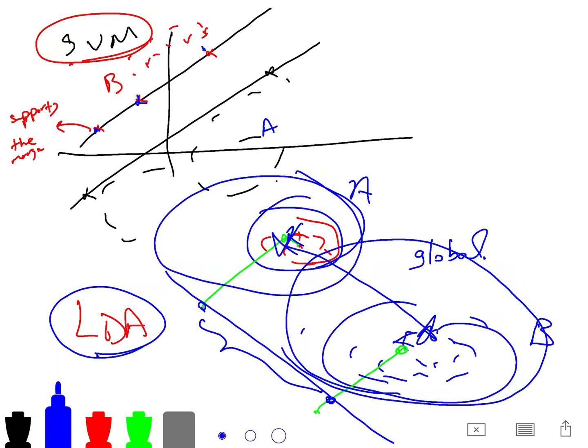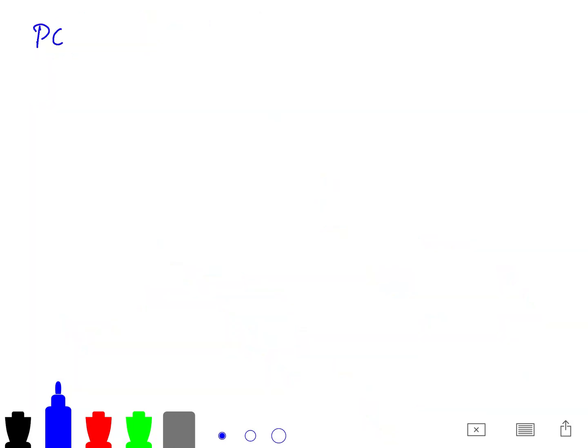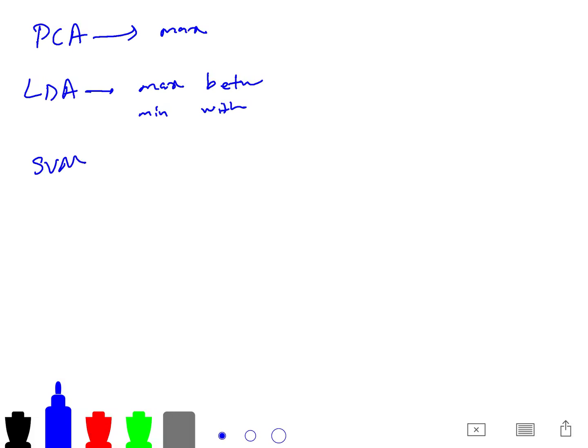So you see that in PCA, you want to maximize variability. In LDA, you want to maximize separation between classes and minimize within class variation. And in SVM, you want to find some hyperplane that also takes care of the points that are very, very hard to classify or distinguish.